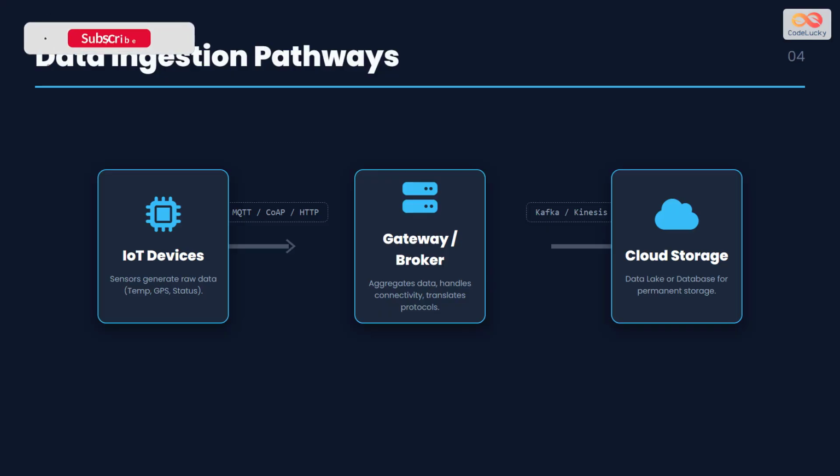How does data get from the device to you? First, sensors generate raw data. This is sent via lightweight protocols like MQTT or CoAP to a gateway or broker. The gateway acts as a traffic controller. Finally, the data is pushed to cloud storage or a database for long-term keeping. This flow is called the ingestion pipeline.